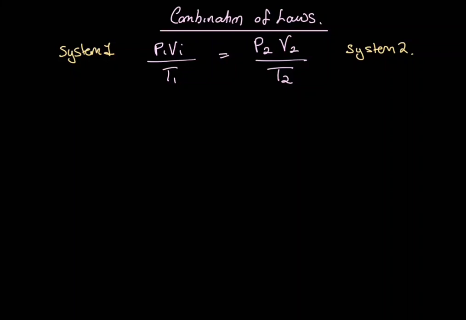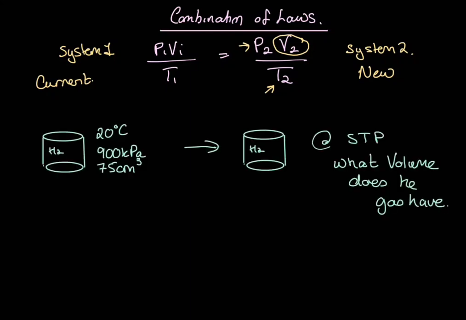So I like to say that this is usually your current situation, and then over here would be your new system, and the volume of the new system would usually change because you either change the pressure of the system or the temperature of the system. So you're going to have a new volume. So let's look at an example of how to do one of these questions.